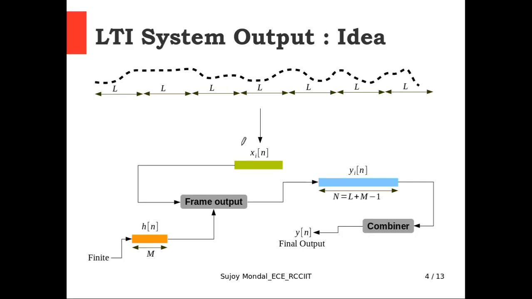So what to do? Basically, we will collect individual frames and pass them through the system. This is the frame output computation through the LTI system, producing a frame output. So for each individual frame input there is an individual frame output. So y_i is the output associated with x_i. In that way, we will collect all the frame outputs. Then we will have a combiner process which will produce the final output. How the frame output process and combiner process will be carried out in the case of overlap add, we will see next.